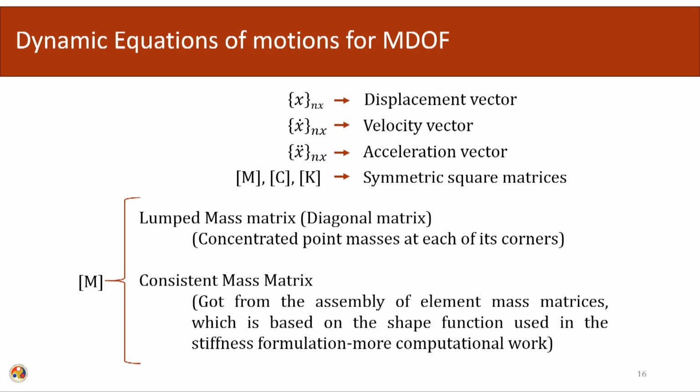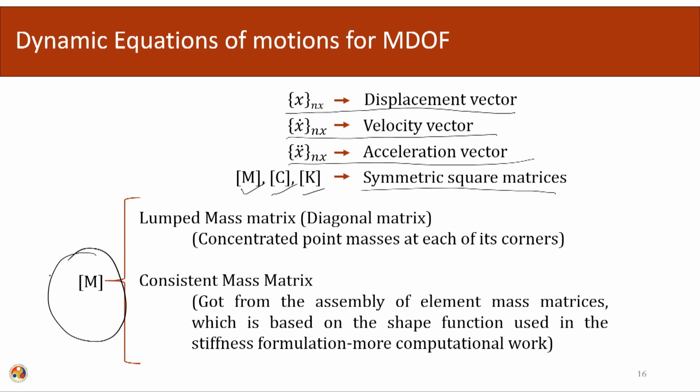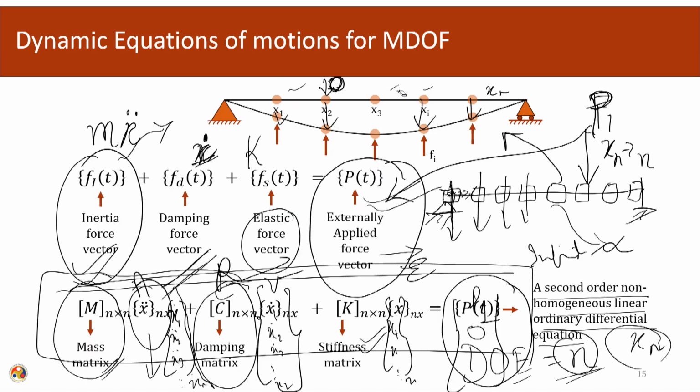Again, as we have already said earlier, x is the displacement vector, x dot is the velocity vector, and x double dot is the acceleration vector. M, C and K are symmetric square matrices. We have already seen that these matrices are symmetric. Let us talk about the mass matrix. So, what is the mass matrix? The mass matrix is a lumped mass matrix. Here, what we did was we took a continuous system.